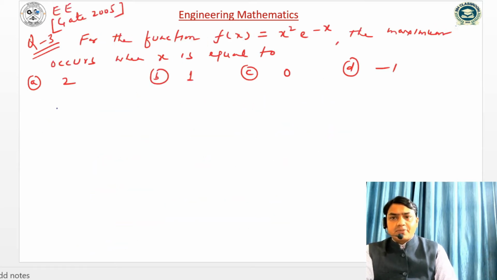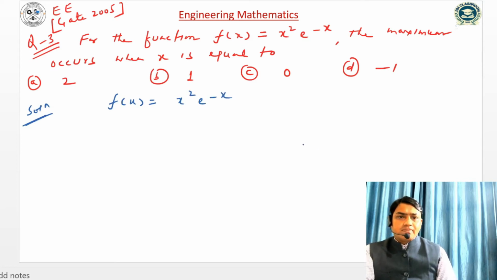Let us take another problem. A function is given, f(x) is equal to x square e to the power minus x. The maximum occurs when x is equal to, at what value of x does the function attain the maximum value. So the same procedure applies.